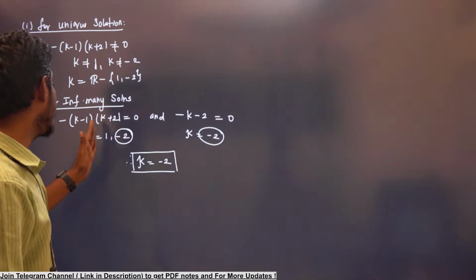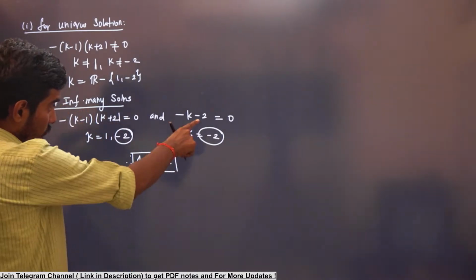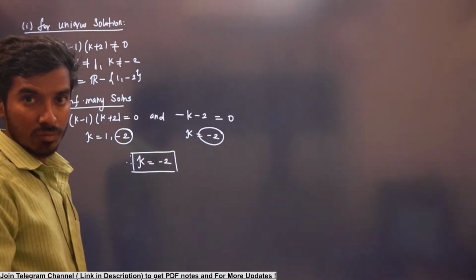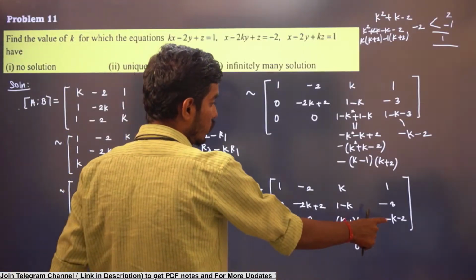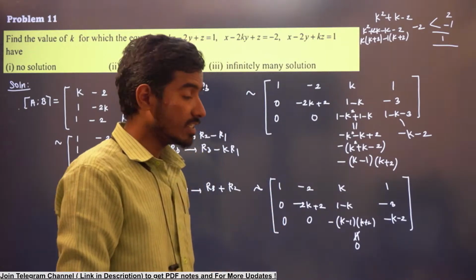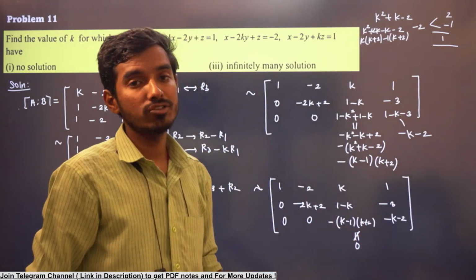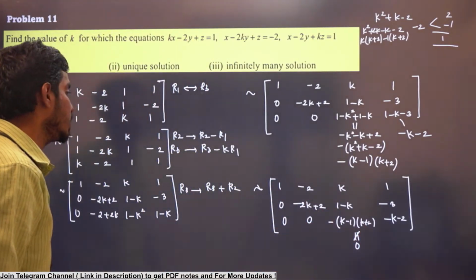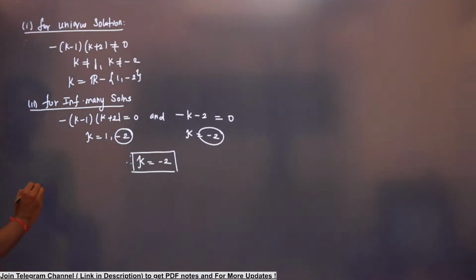See here, this will be 0 when k is 1. But if you put 1 here, this will not be 0. Yes or no? So both will be 0 only for a k such that both are 0. That means k has to be minus 2. So when k is minus 2, it will have infinitely many solutions.